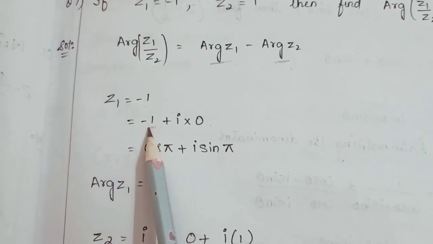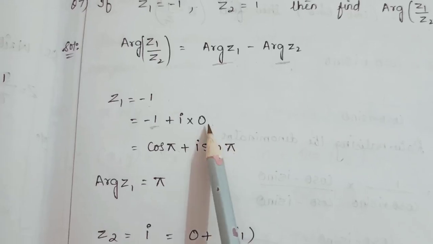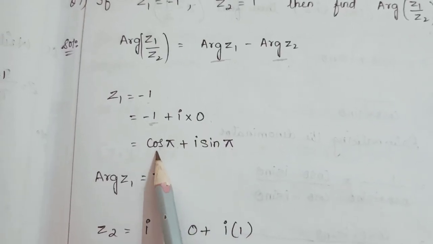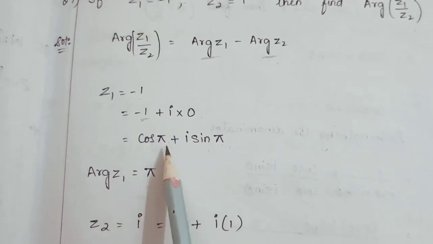Okay, so minus 1 means cos 180. Cos 180 will be minus 1. Similarly, sin 180 is 0. So we can write cos pi plus i sin pi. Therefore, arg z1 is equal to pi.